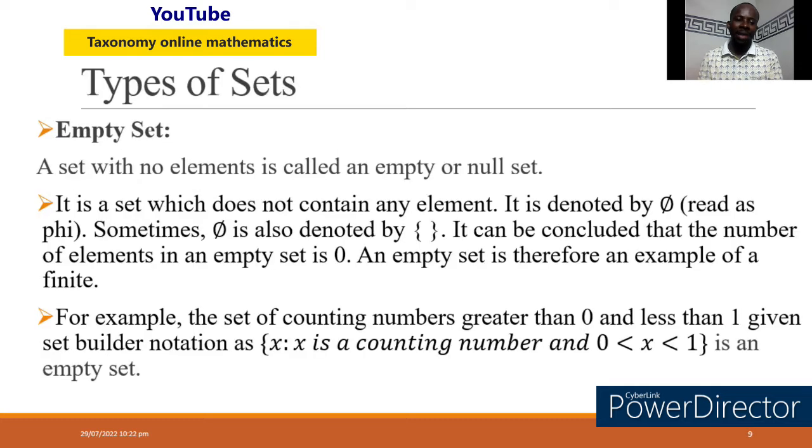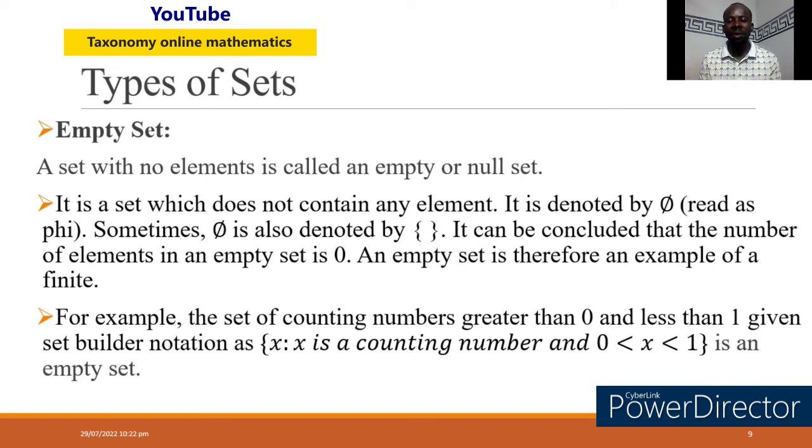Alright. Then we have the empty set. The word itself explains itself. A set with no element is called an empty set, or a null set. It doesn't have any element at all. It is denoted by the symbol phi. Sometimes it is denoted by enclosed brackets with no element, which means it is empty. It can be concluded that the number of elements in an empty set is 0.